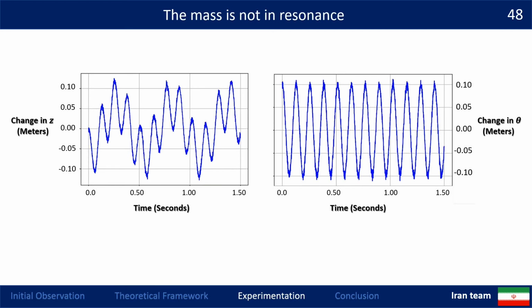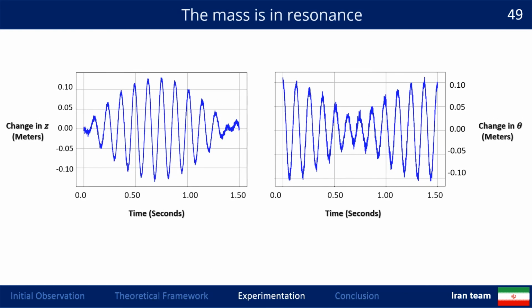If the mass is not in resonance, we can obtain a simple oscillation in theta, but we get a very unordered change in z versus time. This is the case when the mass is not in resonance, in other words, if the frequencies are not the same. While the mass is in resonance, however, we can see that the maximum values of z occur at the minimum values of theta. And this is exactly the transfer of energy we're looking for in our experiments and in our theory.